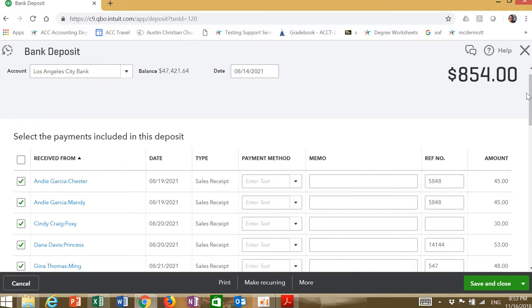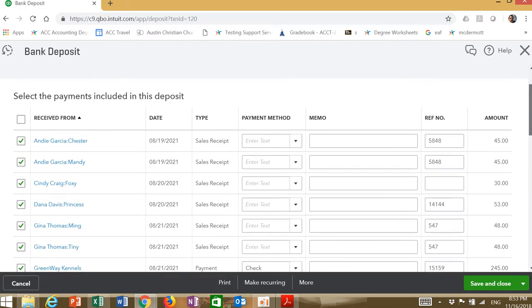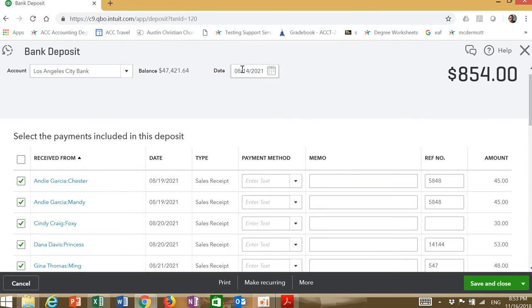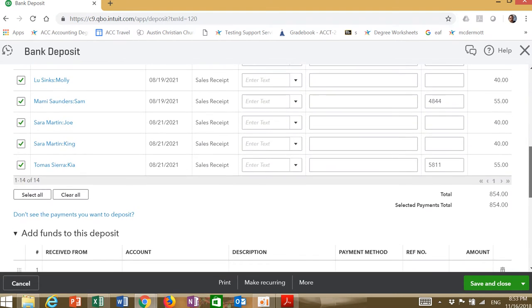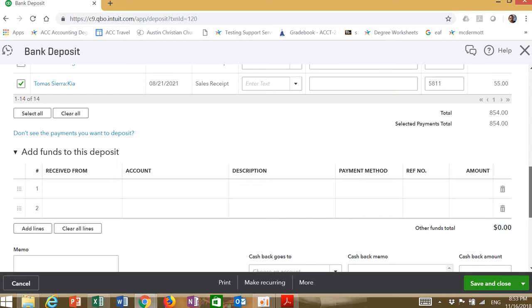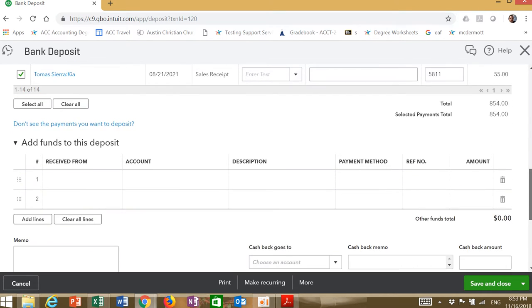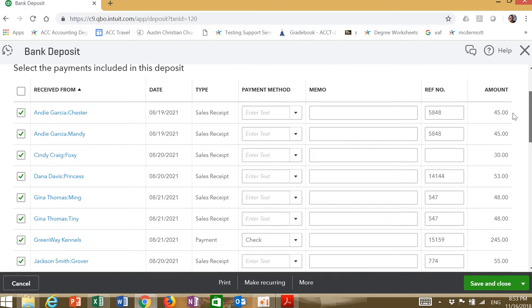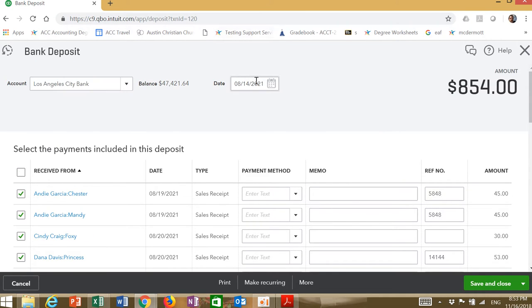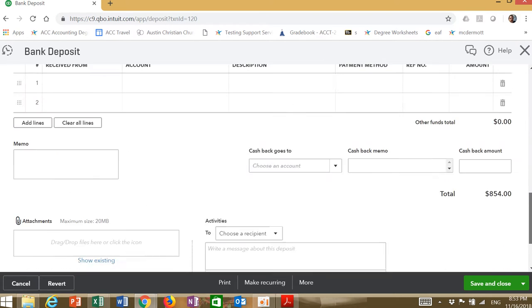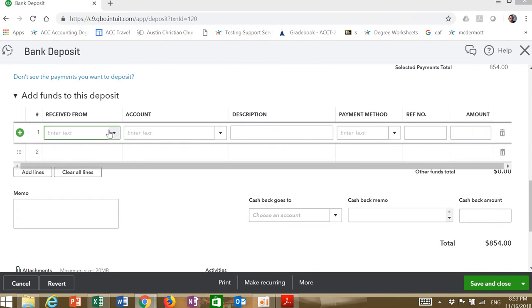So another thing I see going on is it looks like your deposits are off, so you got them on the wrong dates because you got a deposit on the 14th for cash that we didn't get until after the 14th. So let's just date this on the 20th just to make it a little more consistent with the dates that are on there. And then we're also going to add the deposit for the rebate check.